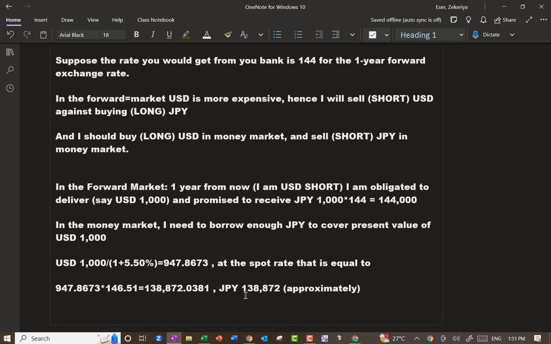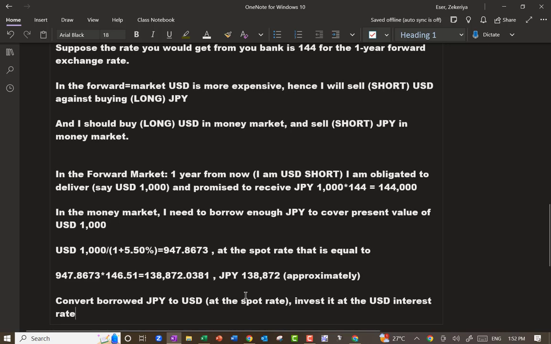Okay, I borrowed that. I'm gonna convert that borrowed yen to USD at the spot rate, invested at the USD interest rate, and I will have exactly $1,000 in 1 year. That's by construction.